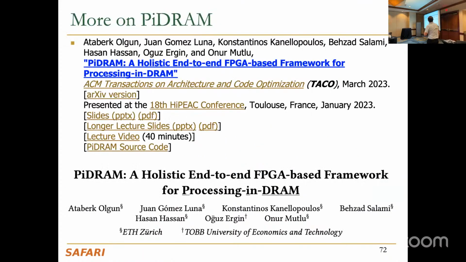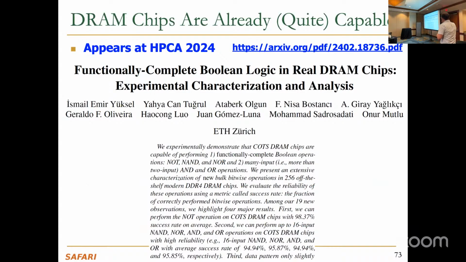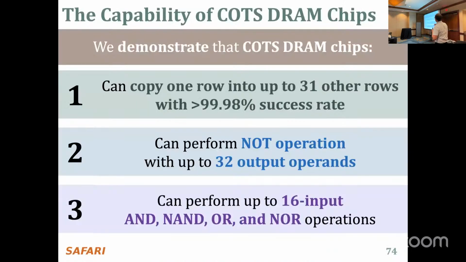Okay, so more on PIDRAM. More recently, we have shown, this is Ismail's work also in HPCA 2024, that existing DRAM chips are even more capable than what we had thought they were before. This work, combined with some other work, shows that one can copy one row into up to 31 other rows with almost perfect success rate, meaning almost perfect reliability. A DRAM chip is not designed for this purpose, but we can copy one row to 32 other rows.